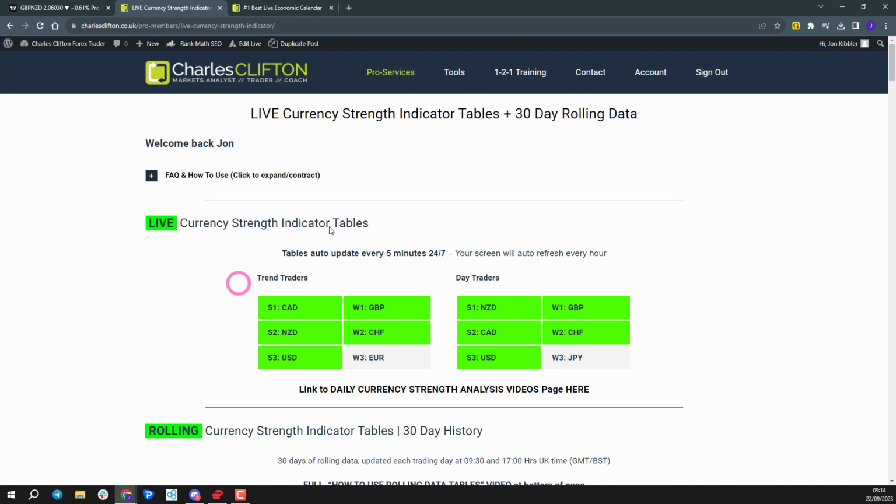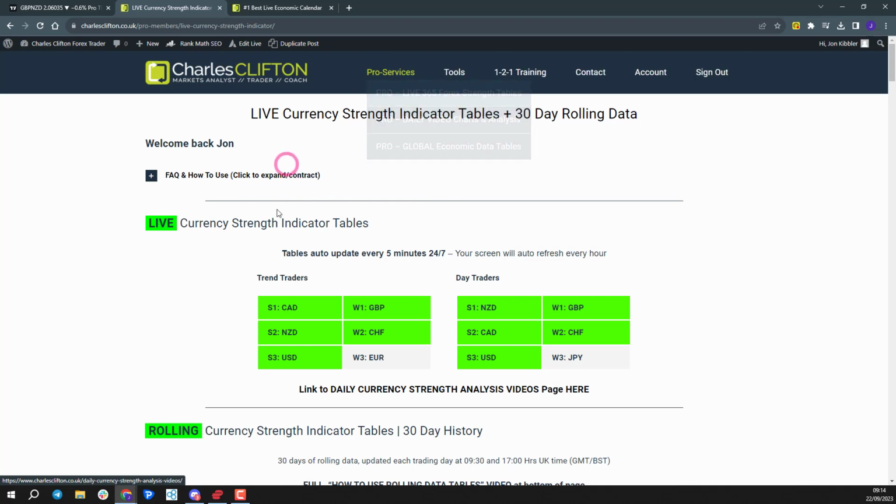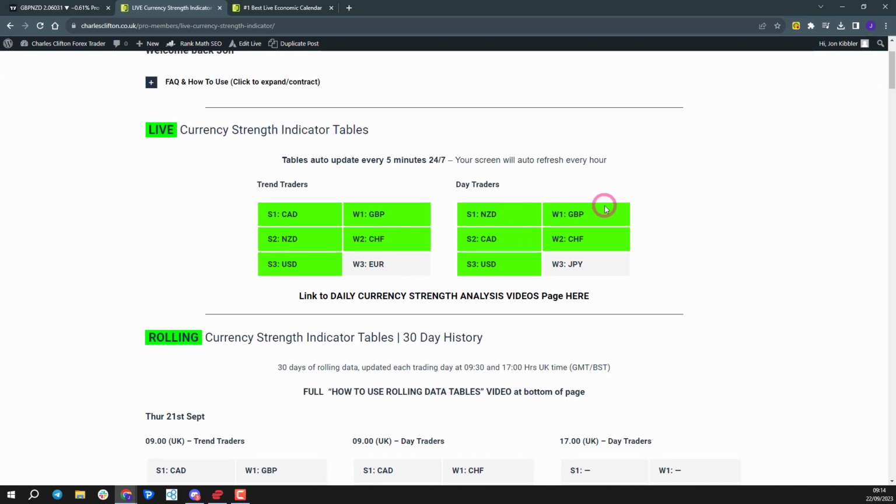Now, obviously, that doesn't mean you can't come onto the website and see all these updates. You can just come over to your Pro Services tab, go to your Live 365 Forex Strength tables, and see the tables at 9 AM every morning. And you can see that we've still got pound Kiwi there. We've still got pound CAD, pound dollar.